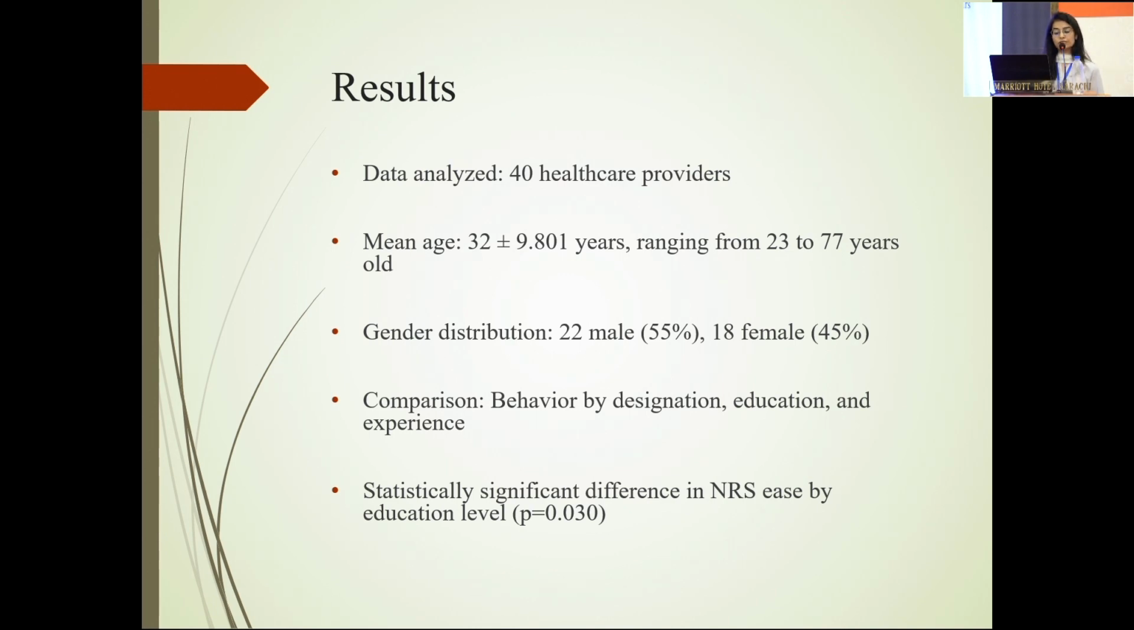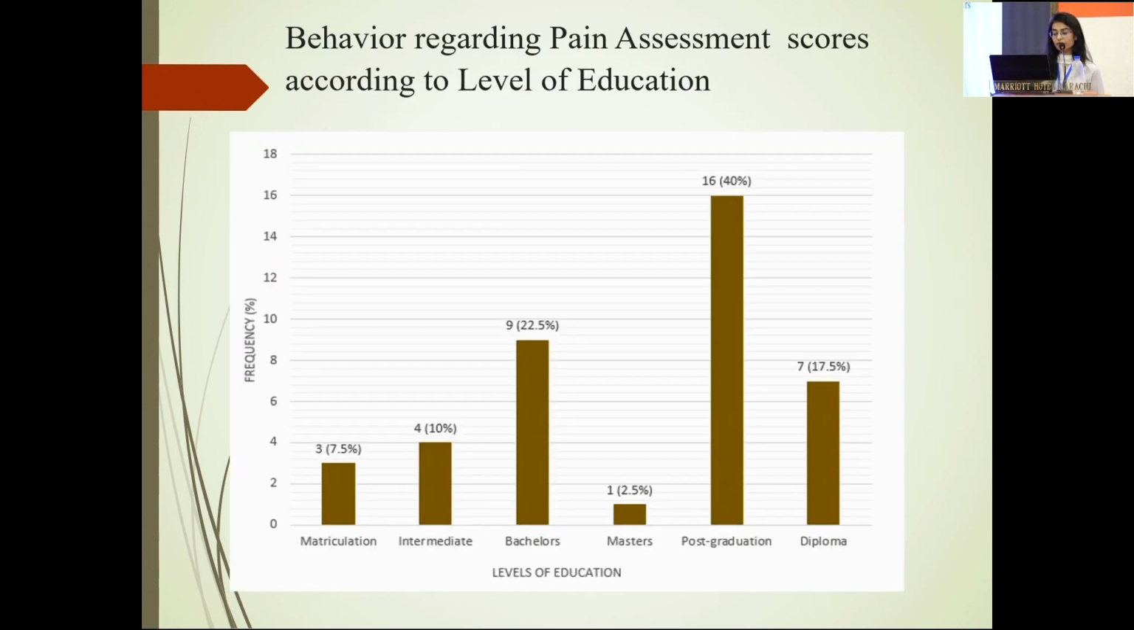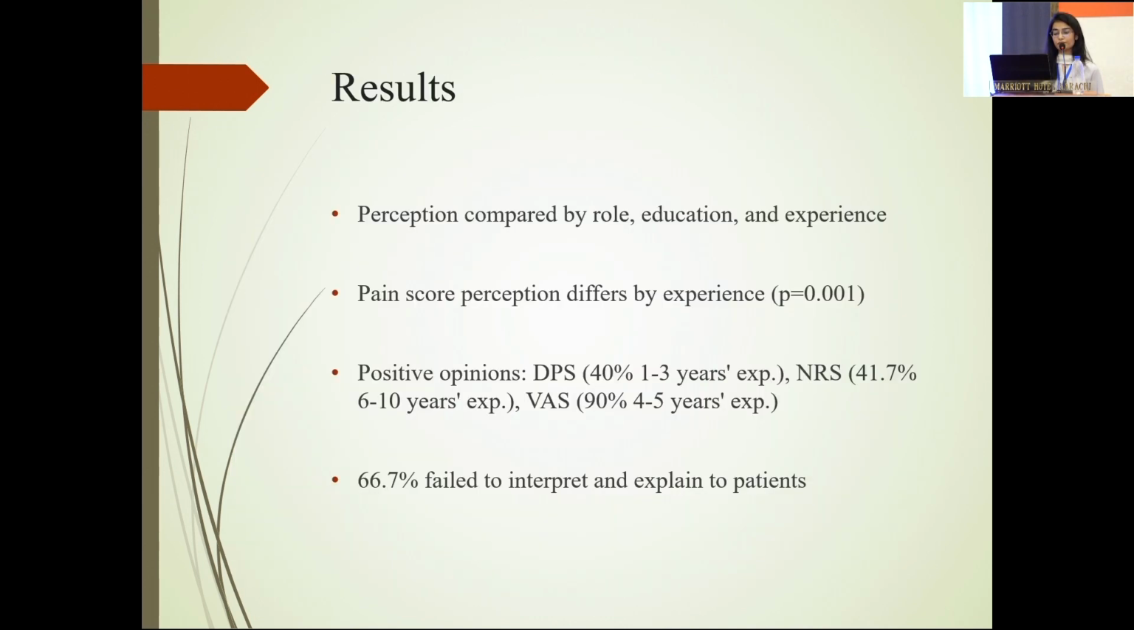The behavior was compared by the designation, education, and work experience of healthcare providers, and a statistically significant difference was found in NRS by education level. The p-value came out to be 0.030. We can see in the results that the postgraduates found the numerical rating scale easiest to implement, followed by 22% of bachelors and 17% of diploma holders.